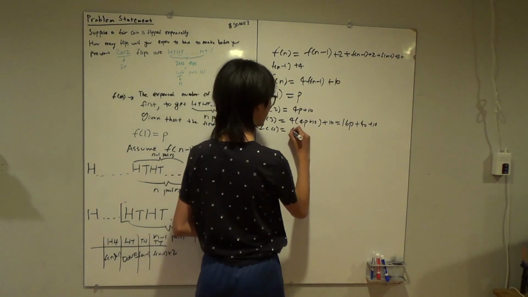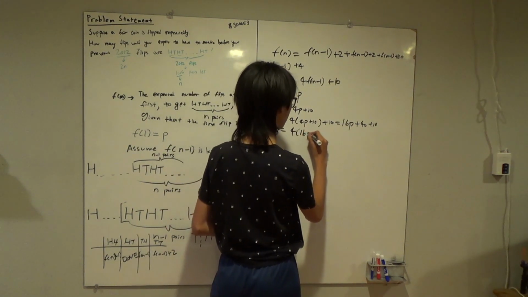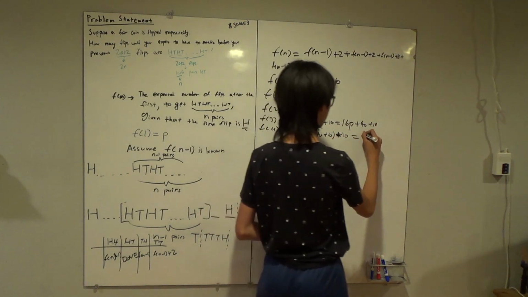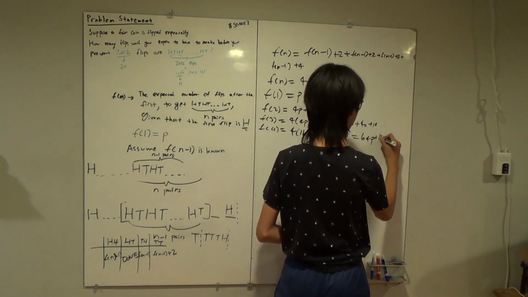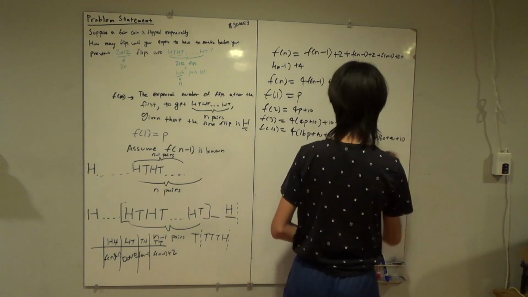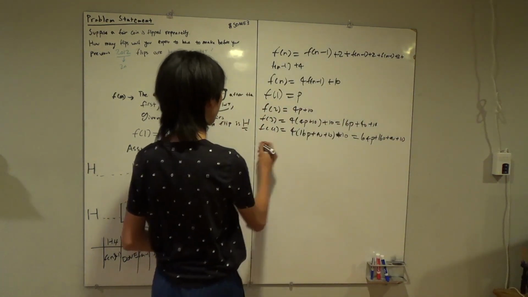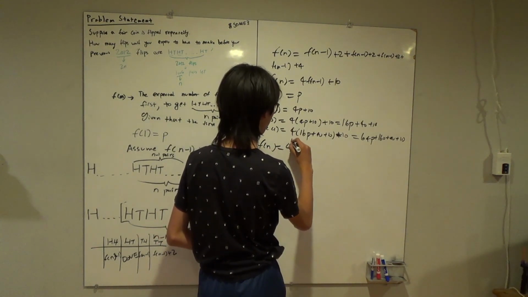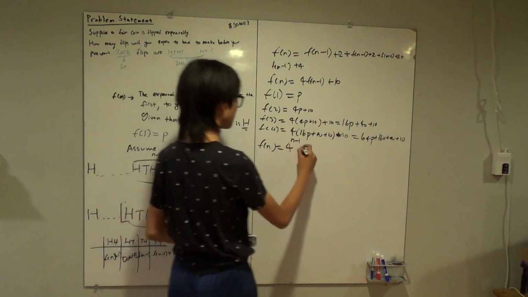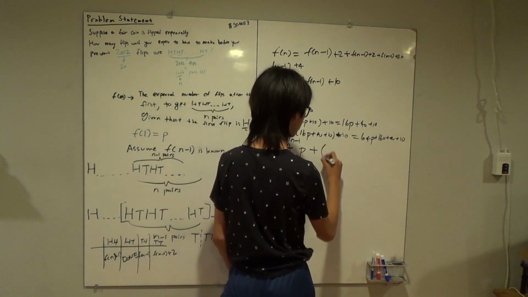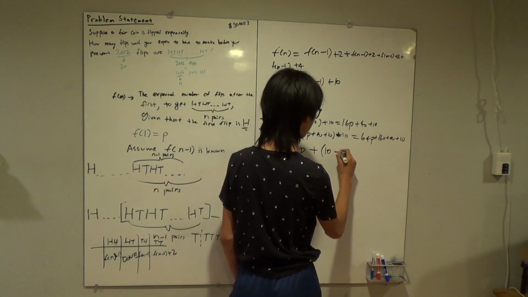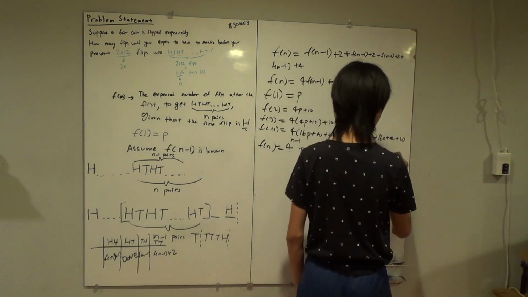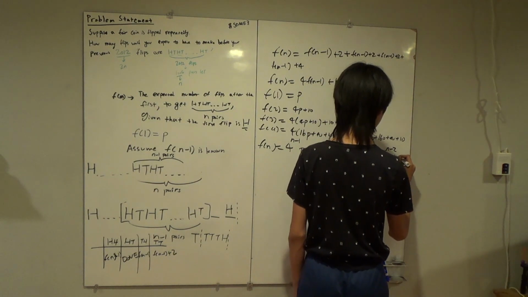F of 4 is just 4 times 16p plus 40 plus 10, which is equal to 64p plus 160 plus 40 plus 10. And you might see the pattern here. F of n is equal to 4 to the n minus 1, because f of 1 is this, times p, plus this infinite sequence, which goes 10, 40, 160, etc., all the way up to 4 to the n minus 2 times 10.